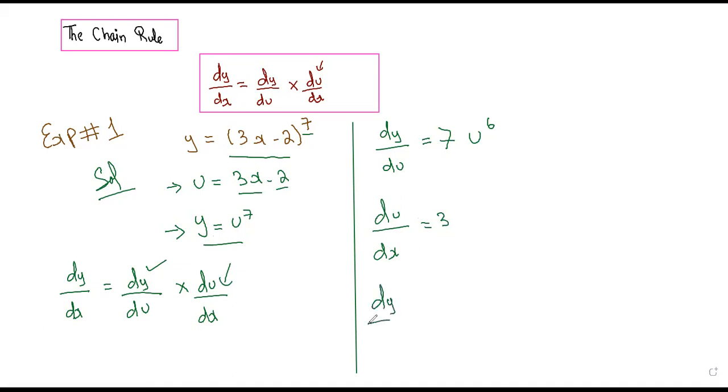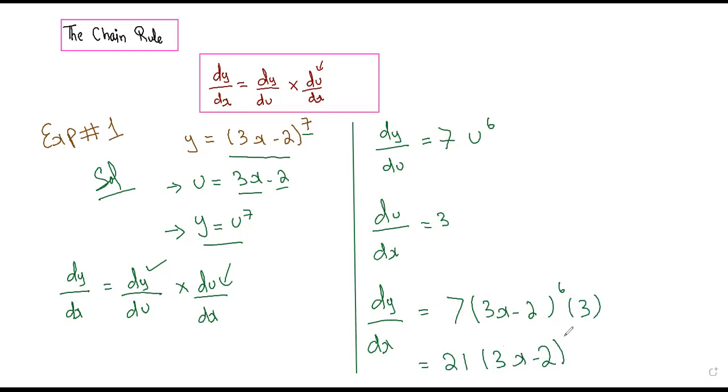Finally, dy by dx is going to be 7u to the power 6. What is u? 3x minus 2 to the power 6. And then I need to multiply du by dx. So that is 3. So it is going to be 21 times 3x minus 2 to the power 6. This is going to be the answer, right?